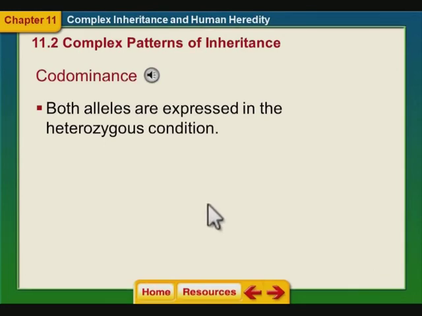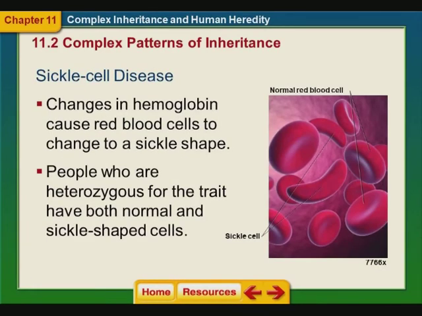Codominance. I like to remember this like co-captains of a team. They have sort of equal authority in a team, and not one of them is expressed as more important than the other. And so with codominance, that pattern of inheritance is where both of them are expressed. And a good example of this is sickle cell disease.